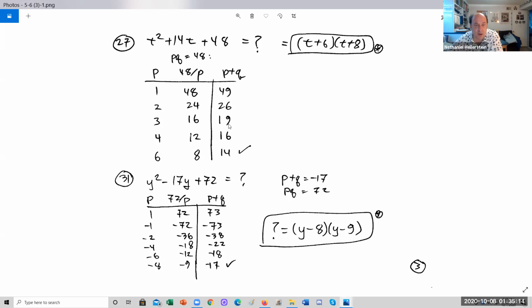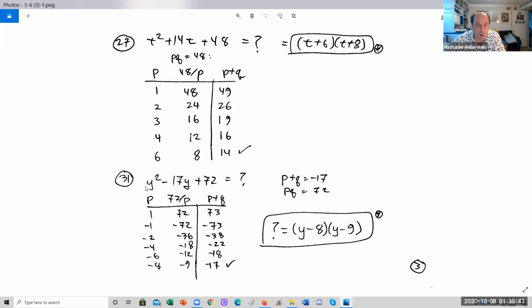They sum to 19. We're getting warm. If p is 4, then 48 over 4 is 12. Their sum is 16. We're getting much warmer. If p is 6, then q is 48 over 6, which is 8. They sum to 14, which is exactly what was required. And so therefore, this equals t plus 6 times t plus 8.